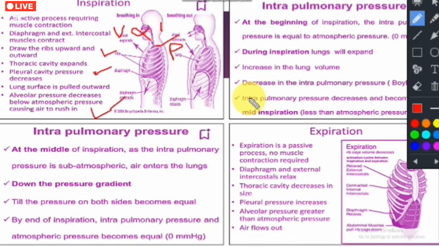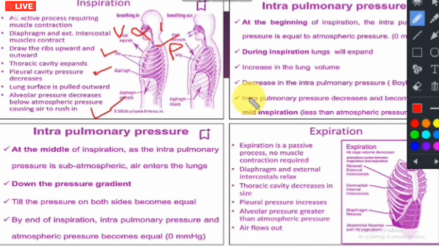If we want to relate this to expiration, I believe you'll be able to describe what is going on in the respiratory tract during expiration, if we go by what is happening inside the respiratory tract during inspiration. Can somebody tell us the volume and pressure changes that go on in the respiratory tract during expiration?